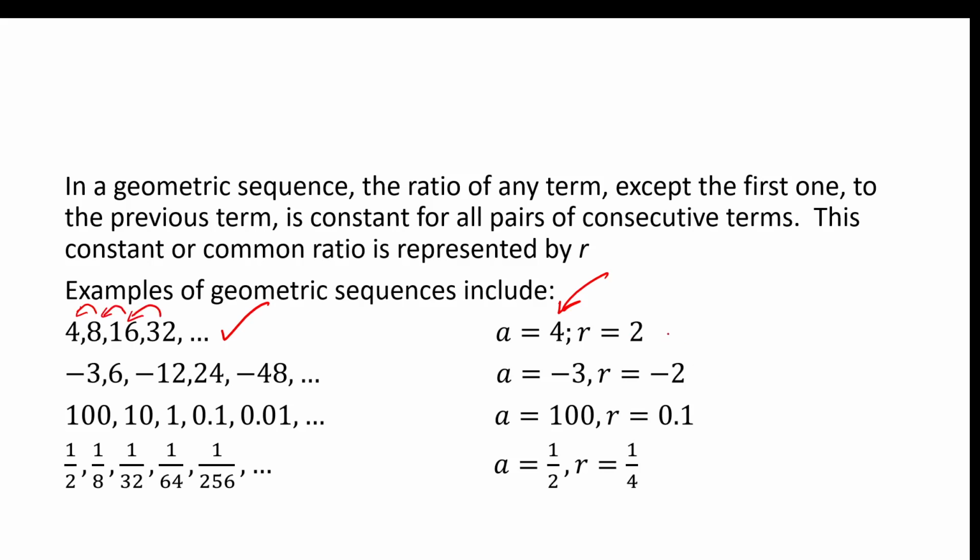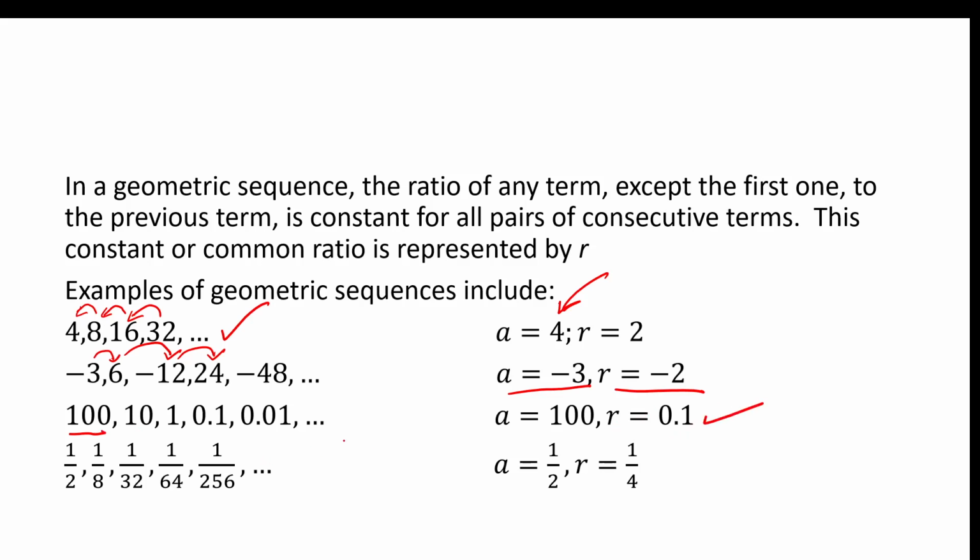So in that first case, A is 4 and R is 2. In the second case, A is -3 and R is -2. When you see a geometric sequence where the signs are alternating, that's a really good sign that you have a negative R value. In the next case, you see that A is 100 and we're always dividing by 10. Another way of saying that is we're multiplying by 1 over 10. So we could say A is 100 and R is 0.1.